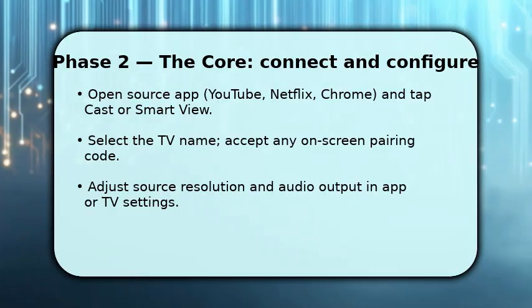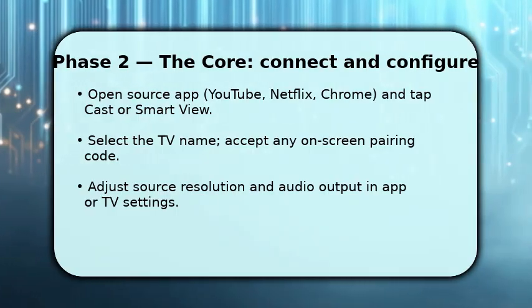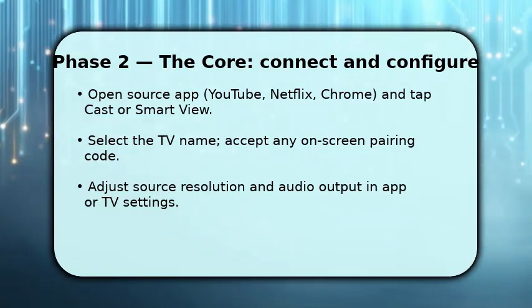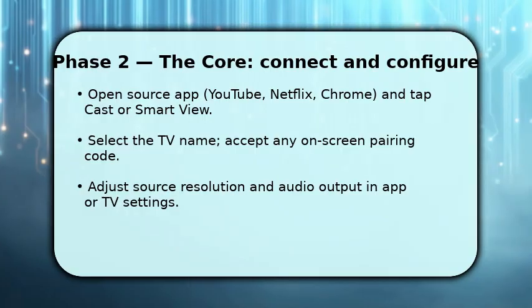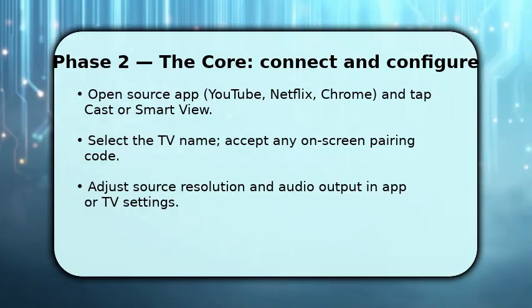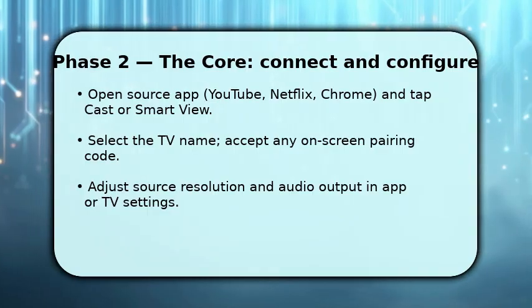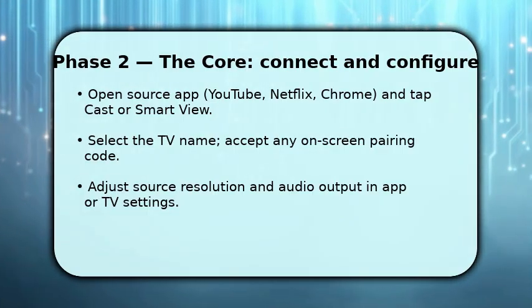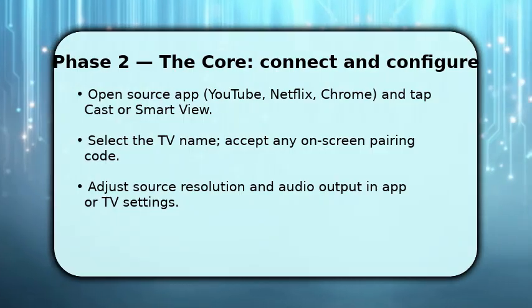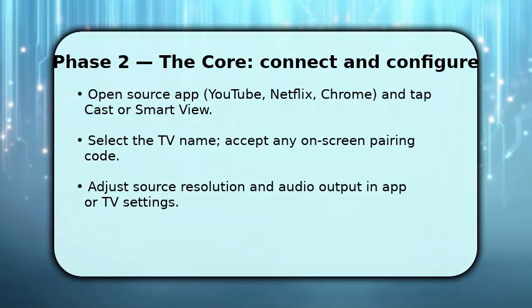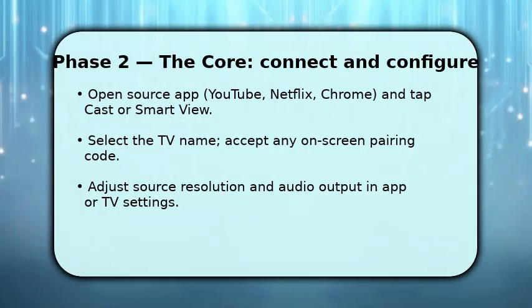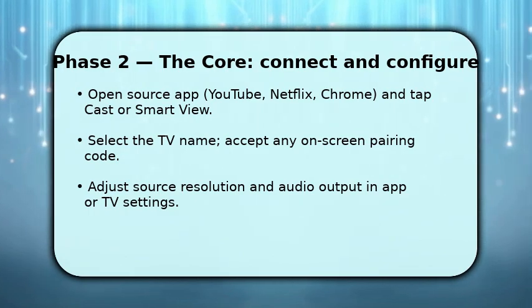Open the app or Chrome browser and tap Cast, or use Smart View from the quick settings. Select your Samsung TV from the device list. If a PIN appears on screen, type it to authorize. Make sure the casting app's video resolution matches the TV's native resolution to avoid scaling artifacts. If audio is out of sync, switch audio output to TV or to external receiver in the TV's sound menu, because correct routing fixes delays.